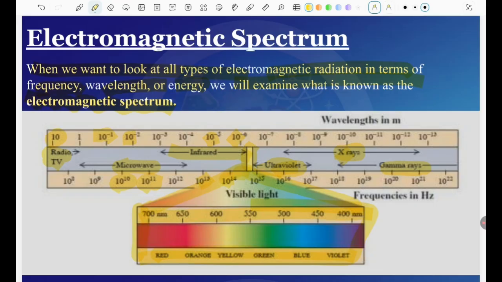You have to know this spectrum, because when you get numerical questions, they will give you the frequency or the wavelength, and you must identify from the spectrum what it is. This is microwave. This is infrared. This is ultraviolet. You have to know this for now.